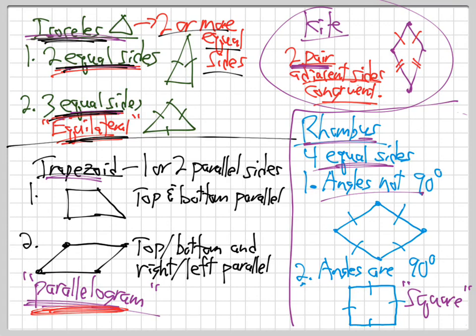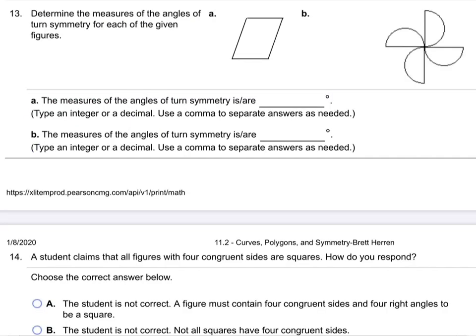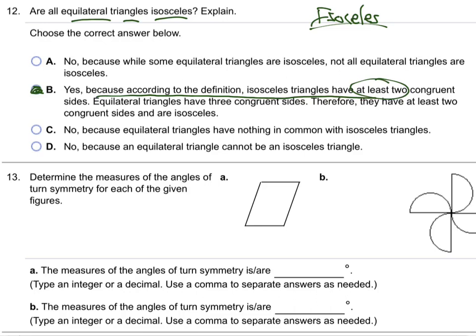There it is. See isosceles right here? Isosceles has two equal sides or three equal sides. Two means two or more equal sides. So an equilateral is a perfect isosceles. It's a kind of isosceles, a perfect isosceles. So that would be a yes. Down to here now, determine the measure of the angle's turn symmetry.